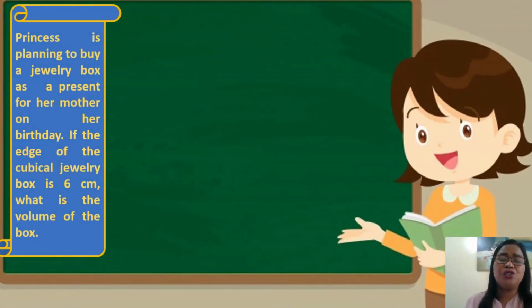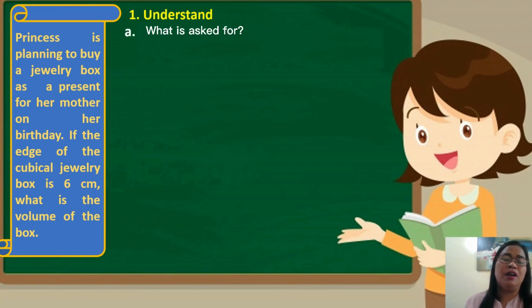Now, let's try to solve the problem. How do we solve the problem? What are the steps for us to follow? Yes, the first step is understand. To understand the problem, we must also know what is asked for. What do you think is asked in the problem? Very good. You're going to find out the volume of the cubical jewelry box.